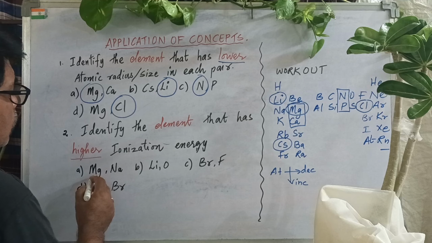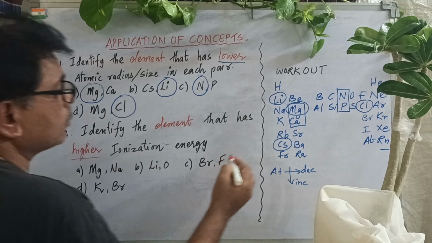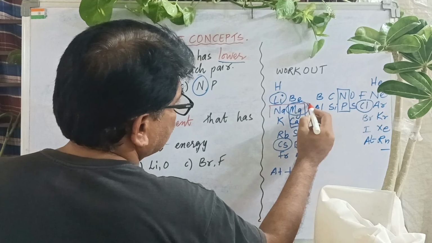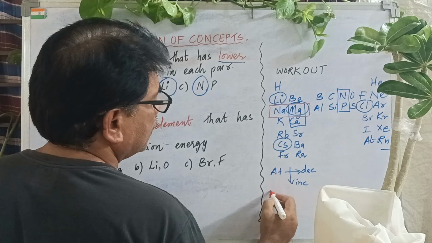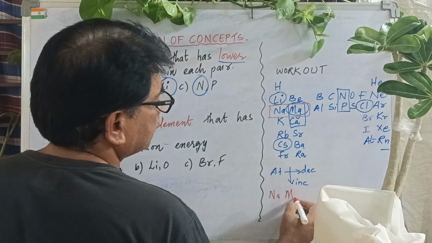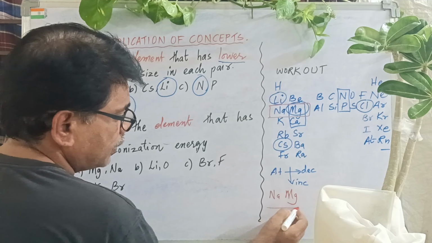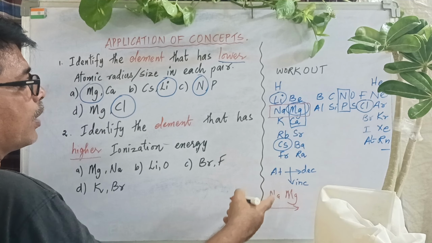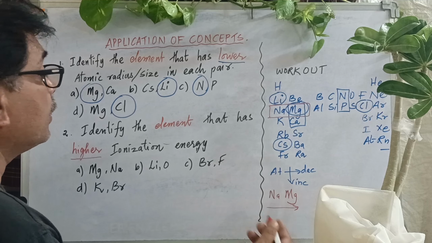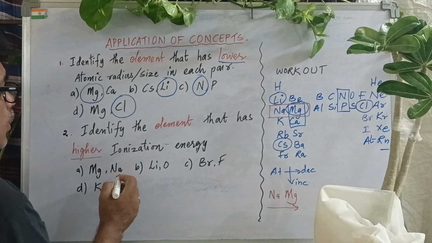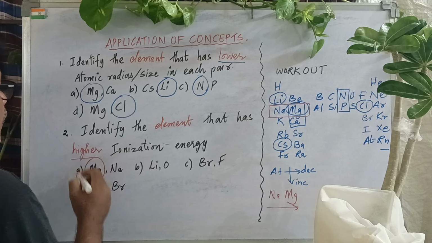So now, here magnesium and sodium is given. So you have to rearrange them. They are actually sodium and magnesium. They are supposed to be sodium and magnesium, right? Good. So they are in the period, isn't it? So in period, as you move from left to right, ionization energy increases. He is asking you higher only. So the answer is magnesium.